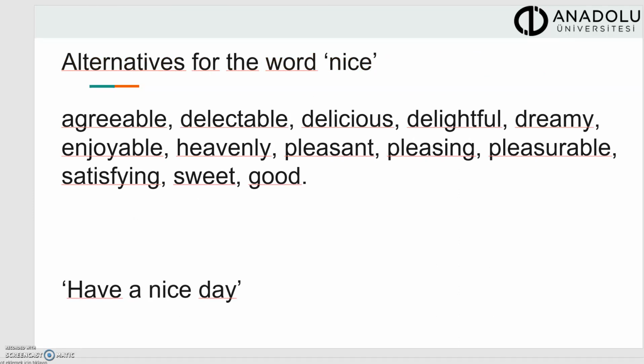Here we have agreeable, delectable, a delicious meal, delightful company, a dreamy day, enjoyable, heavenly, pleasant, pleasing, pleasurable, satisfying, sweet, good. All these are alternatives to the word nice. So do have a look at a thesaurus and surprise yourself.